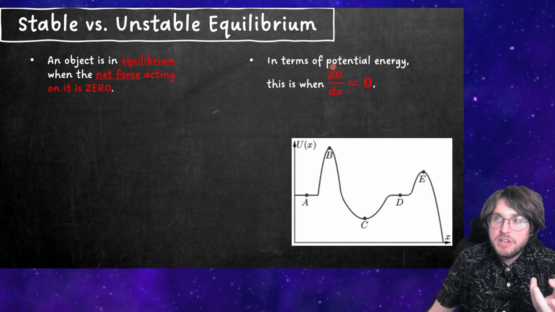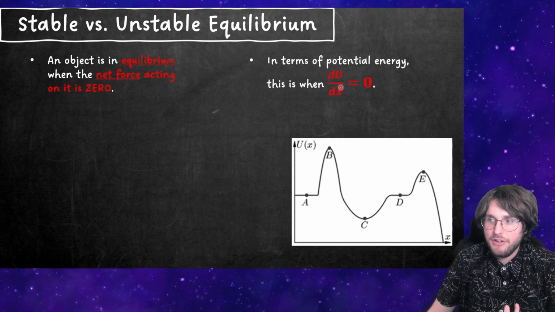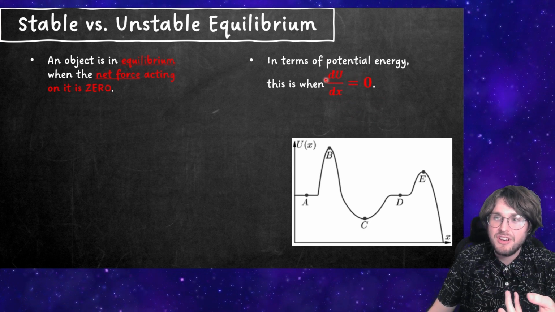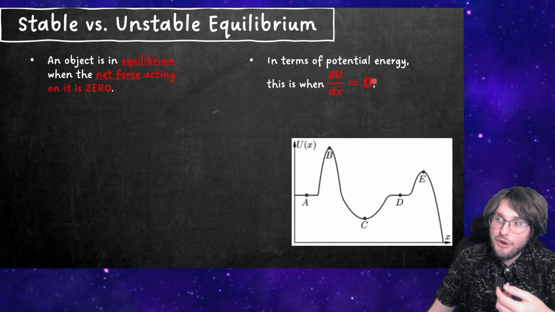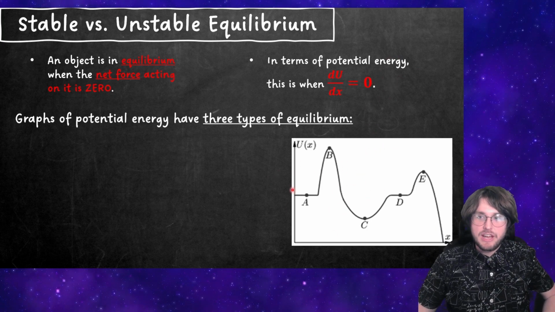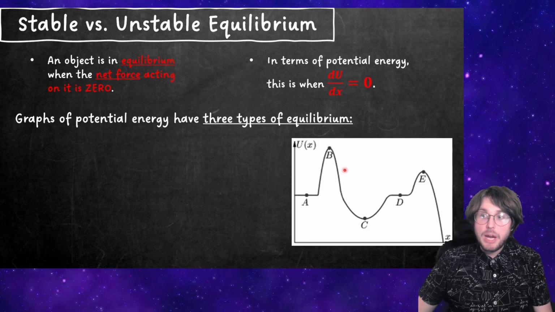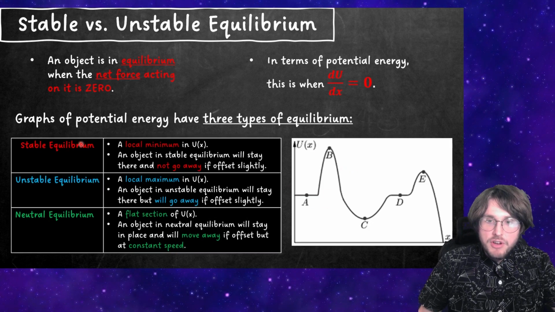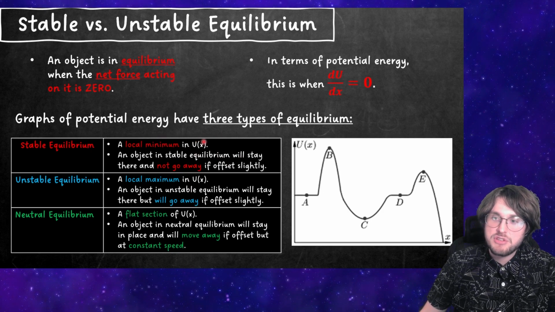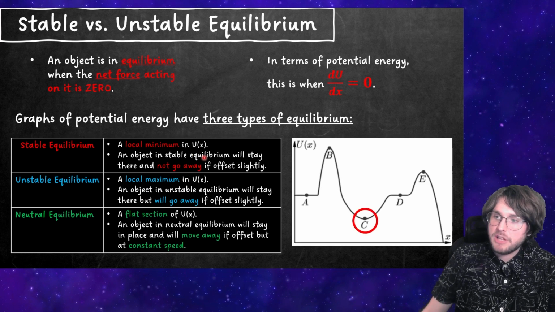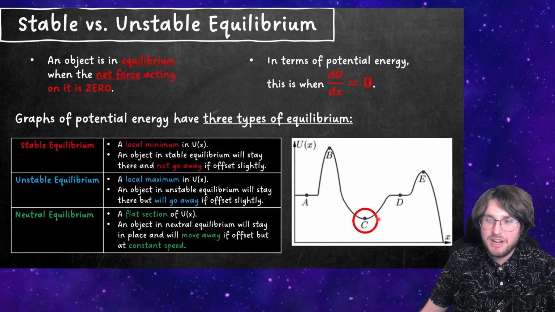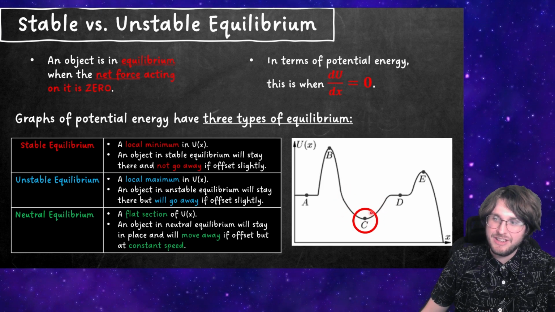And so then in terms of potential energy, because force is the derivative of potential with respect to x, this would be when the derivative of a potential energy function with respect to x is equal to 0. Same thing. So if you have a graph of potential energy, like this one over here, there are generally 3 types of equilibrium that you could experience. The first is stable equilibrium. And this is shown as a local minimum in the potential energy function. That would be something like this spot over here, point C, where the graph reaches a little dip or a trough in the function.